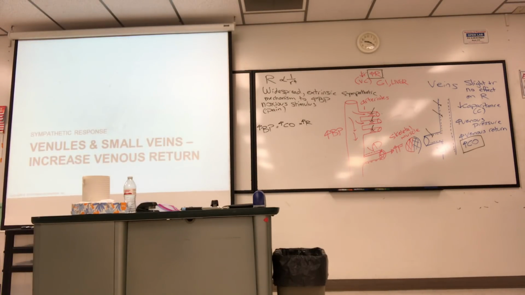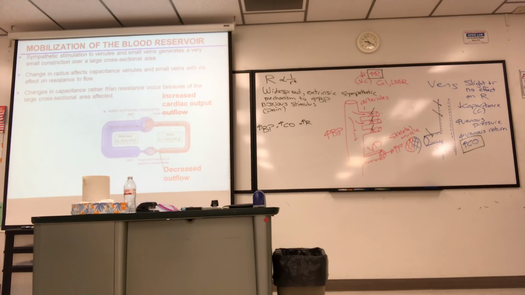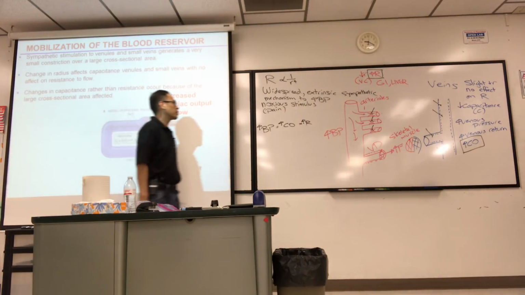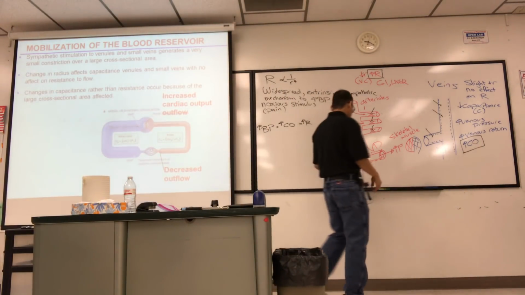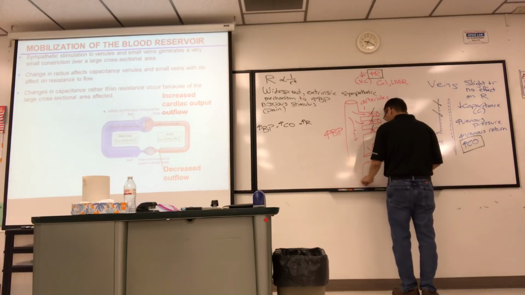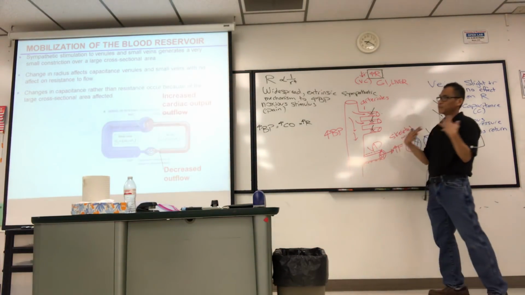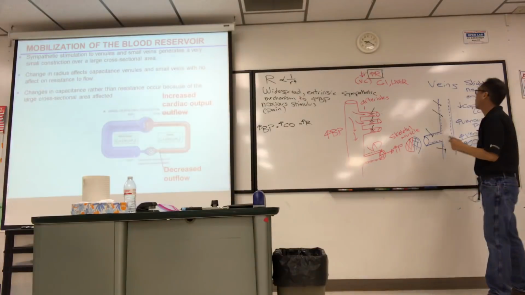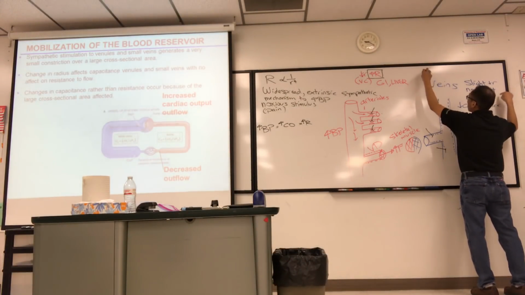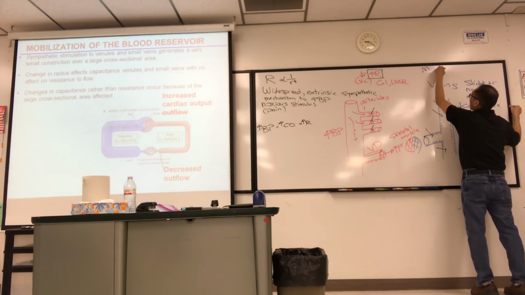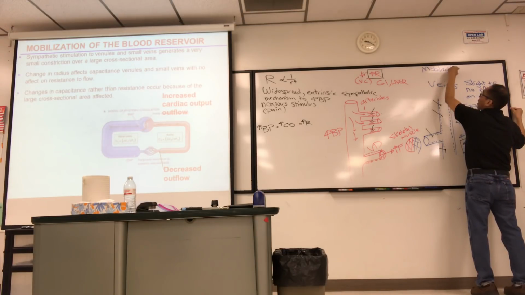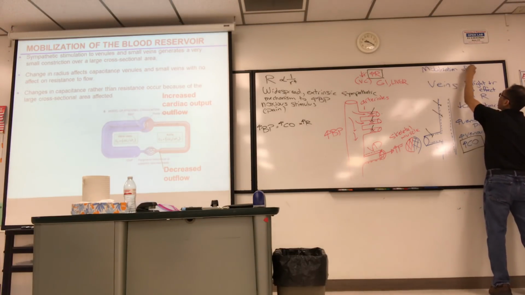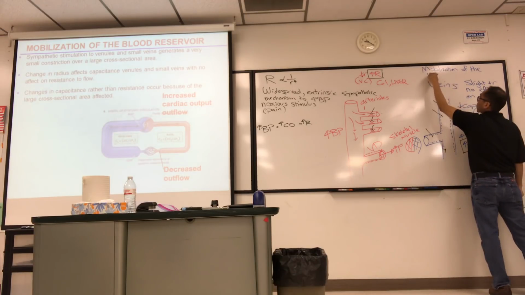So the other thing I said, in terms of the veins, venules and small veins, you increase the venous return. There's a term for all of this that I wrote on the board. It's called the mobilization of the blood reservoir. And let's remember that's where all your blood is sitting most of the time, 60% of it. The sympathetic response, you mobilize it and you get it to the other side. So if you want to title this, call it mobilization of the blood reservoir.